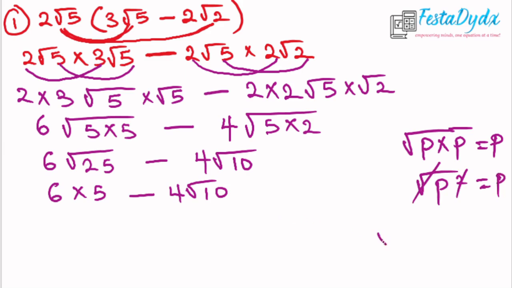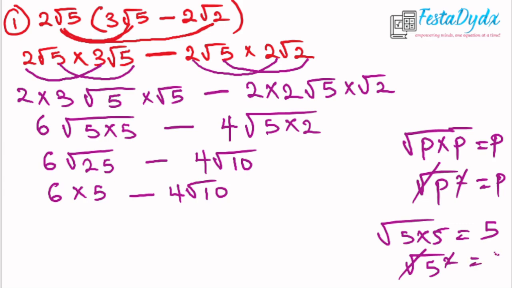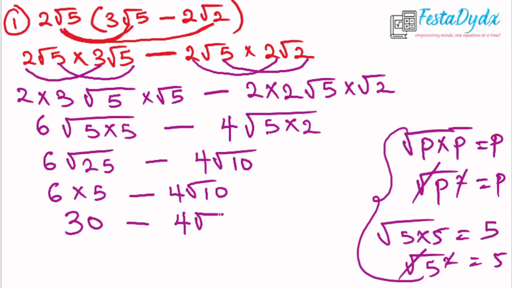So it's the same as saying 5 times 5 is just equal to 5. That's root 5 square. If square cancels square root, it will give us 5. So instead of going through this 5 times 5, 25, then you come back to 5, you could have just used any of this. You can just use this. So now we'll have 6 times 5. 6 times 5 gives us 30 minus 4 root 10. So this is the answer for number 1.